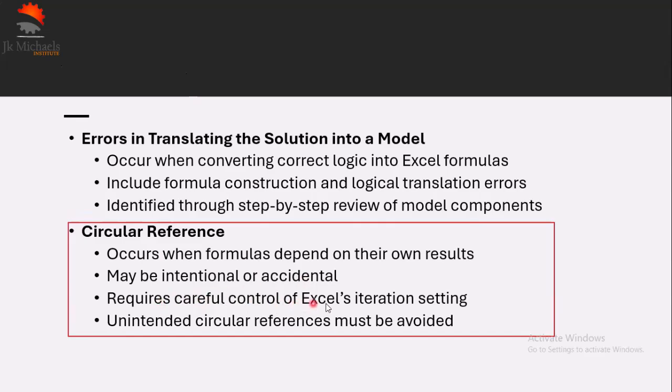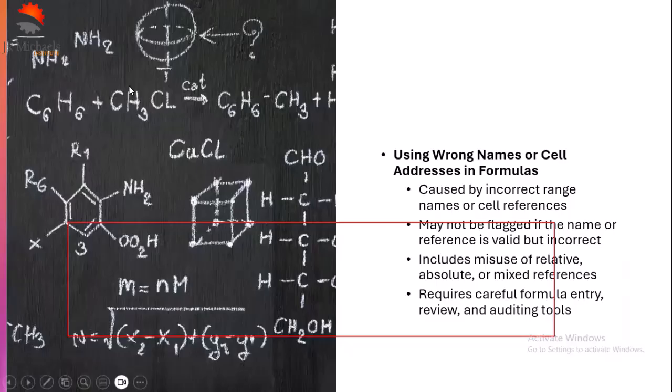Requires careful control of the iteration setting. Like I said, you go to the options, the iteration, and you check the box on or off, and it will influence how Excel will approach or treat your circular reference. Unintended circular references must be avoided. If it's intentional and it has a purpose, then very good, we can use it.